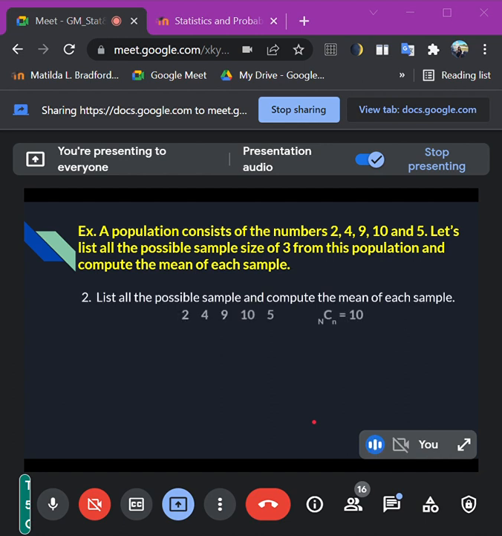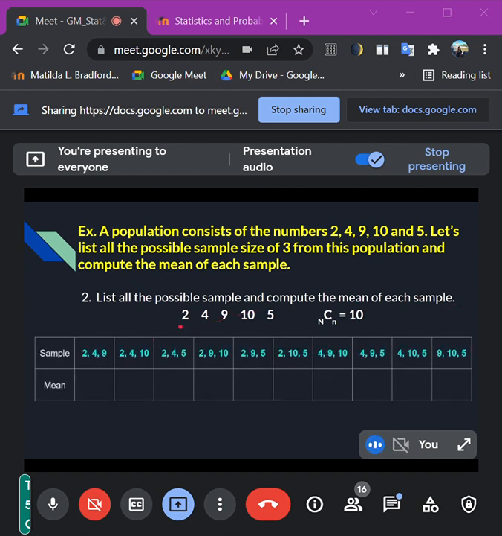And now for step 2. List all of the possible samples and compute the mean of each sample. So, imo na siyang himuon og in ani as your table. So, kuhaon nimo tanan sample niya class. So, you can have 2, 4, 9; 2, 4, 10; 2, 4, 5; 2, 9, 10; 2, 9, 5; 2, 10, 5; and then 4, 9, 10; 4, 9, 5; 4, 10, 5; and then 9, 10, 5. Dili pwede magbalik-balik class. Okay?